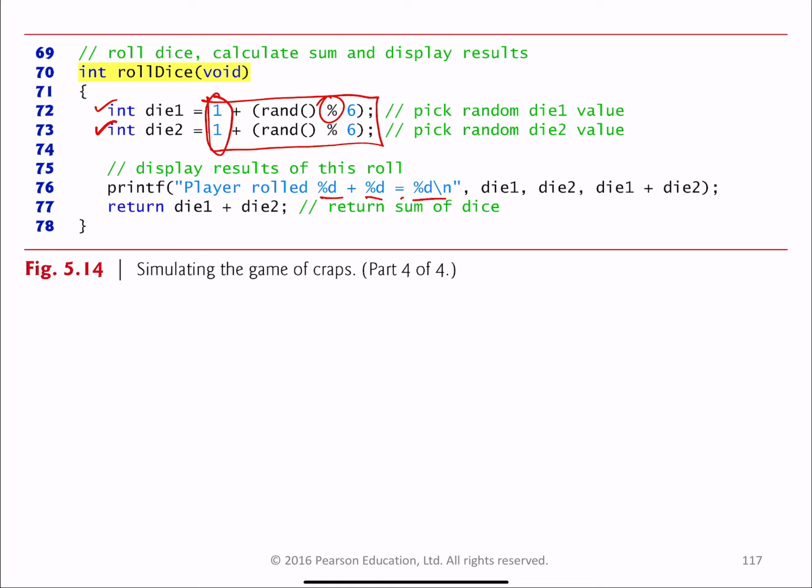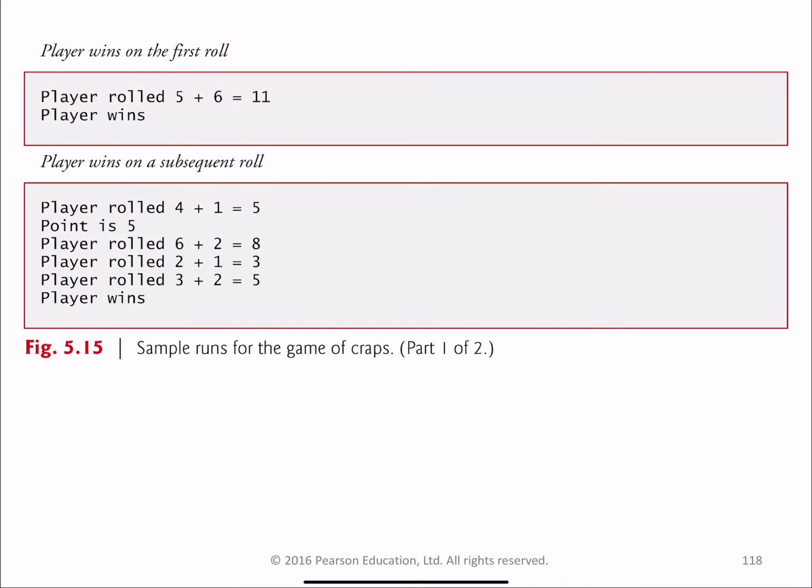And over here for these three placeholders we have die 1 for the first placeholder, die 2 for the second placeholder, and die 1 plus die 2 for the third placeholder. And of course we have to return the sum of die 1 and die 2, so we return die 1 plus die 2. And that's all of it. That's the whole code.